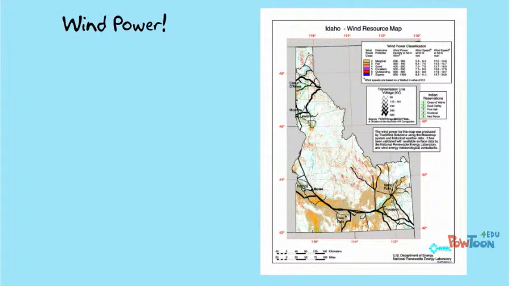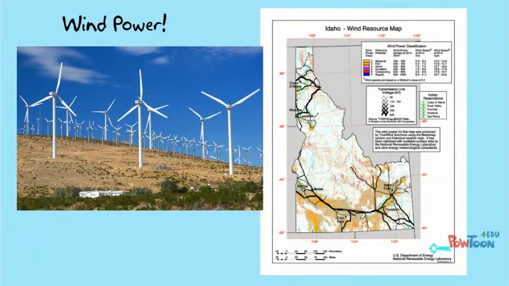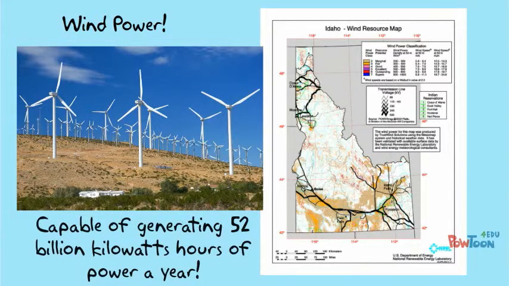Idaho has the potential to provide all the electricity used in the state. Idaho could install 18,000 megawatts of wind power capable of generating 52 billion kilowatt hours a year.